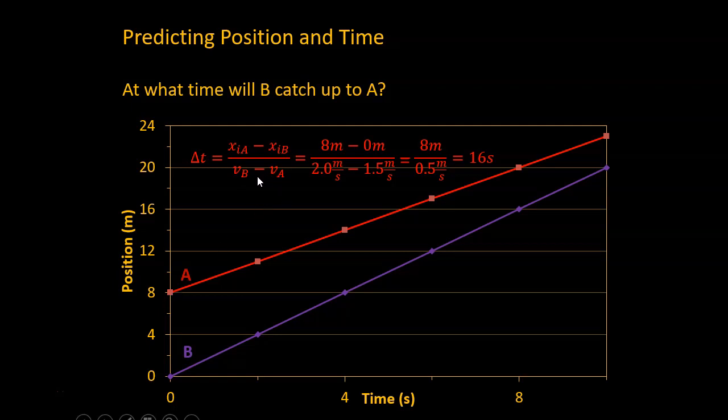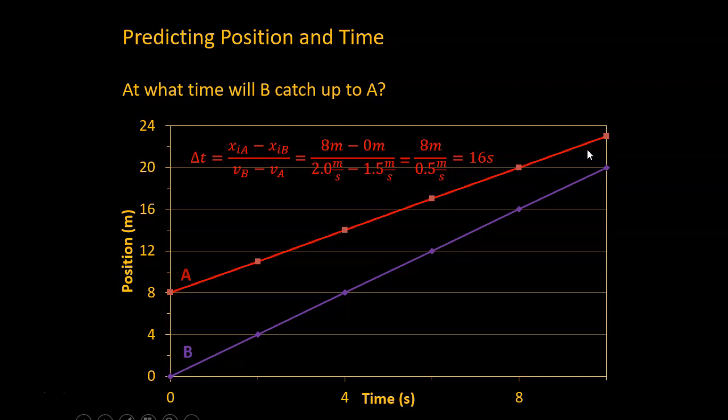Now we know the difference in velocity is 2 meters per second minus 1.5 meters per second. Or we know that B is going half a meter per second faster than A. That means every second B is going to get half a meter closer. Since B has to close an 8-meter gap, and it closes it at a rate of half a meter every second, if we divide 8 meters by half a meter per second, it'll tell us how long it'll take object B to catch up to object A, and that is 16 seconds.